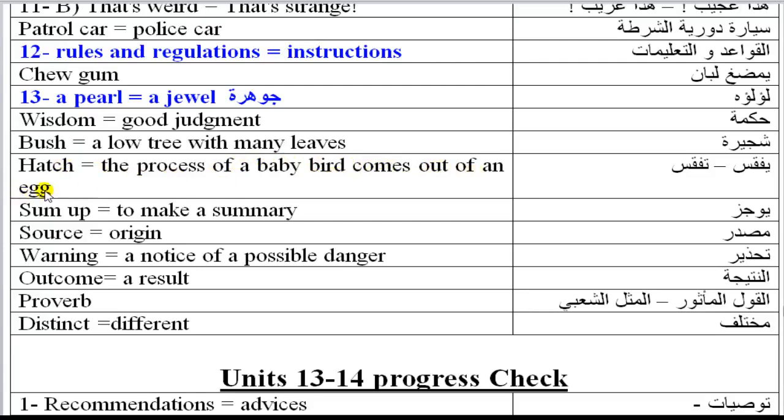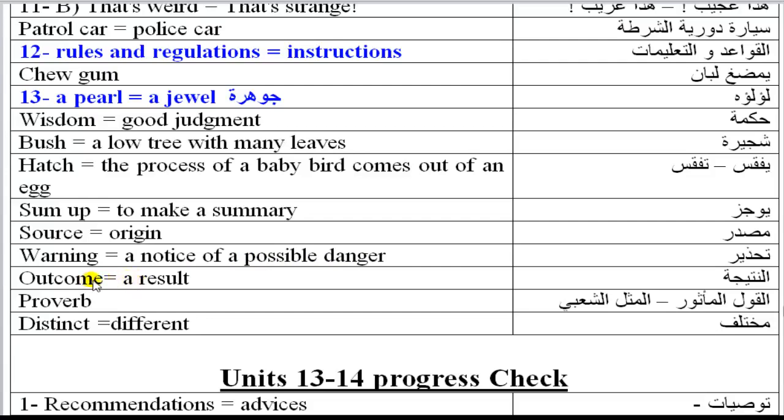An egg. Make link between N and E. Sum up. To make a summary. Source. Origin. Warning. A notice of a possible danger. Possible. American. British. Possible. British O. American O as a sound. Possible. Outcome. A result.